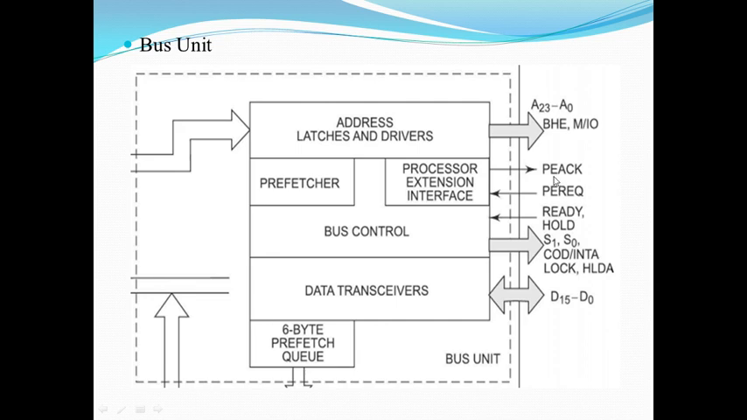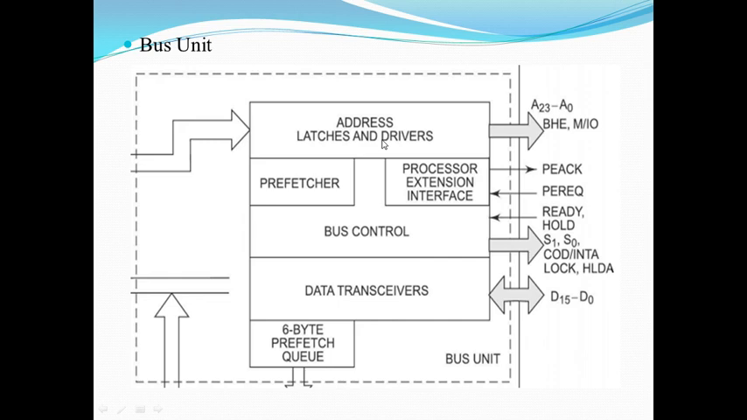These two lines are used in case of processor extension whenever any processor wants to communicate with the 80286. Here we have 24 address lines, 24-bit address lines, and BHE, bus high enable. Regarding these signals, we will see the signal descriptions in much more detail. Here we have the data transceiver, which controls whether to read the data or write the data. Latches and drivers are required to give the address continuously.